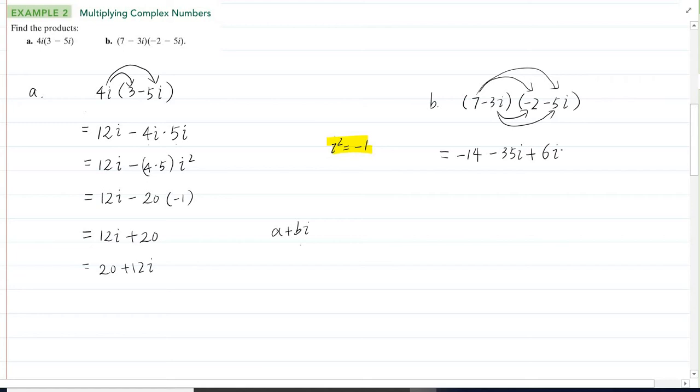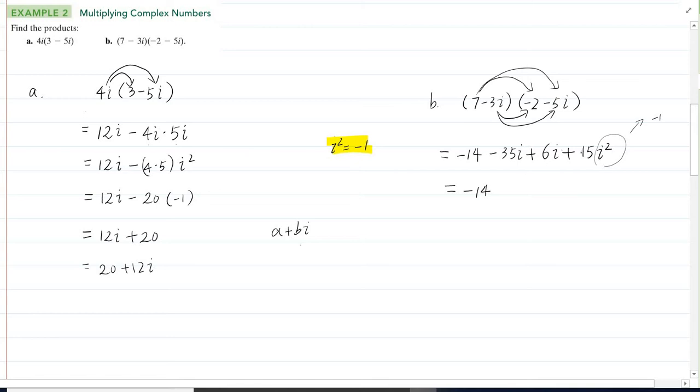That will give you a plus 15i squared. Once we have this, we continue and simplify a little bit, because we know i squared equals negative 1. So this term is going to become negative 1. So let's simplify: 15 multiplied by negative 1 gives you negative 15.